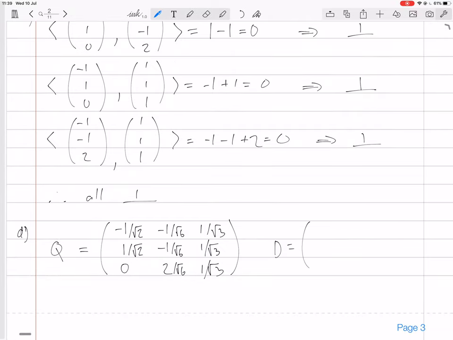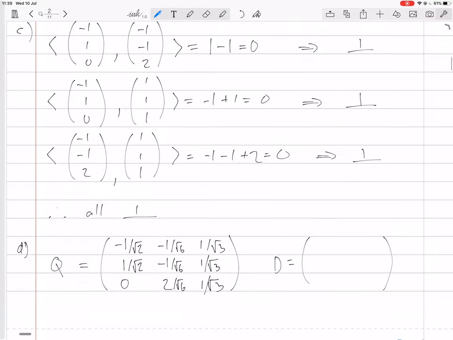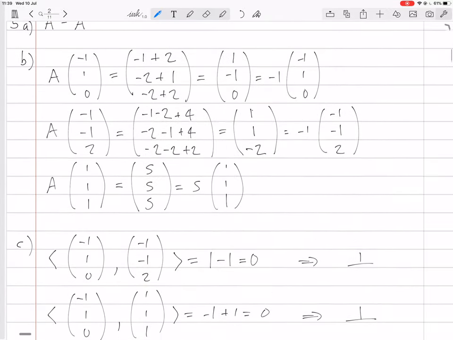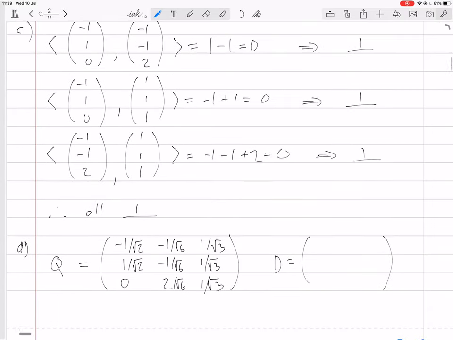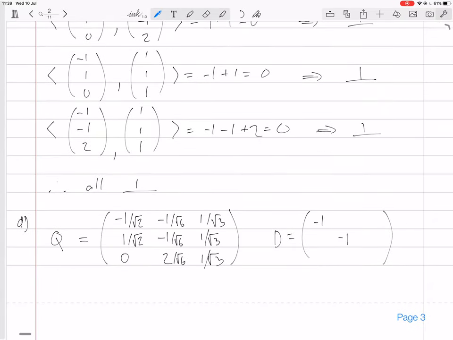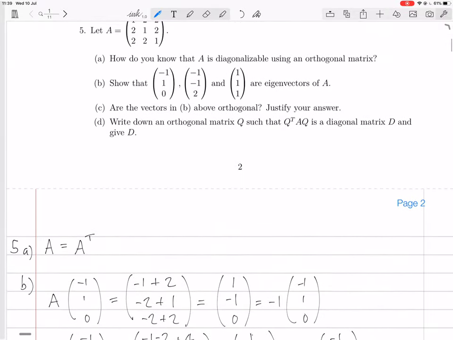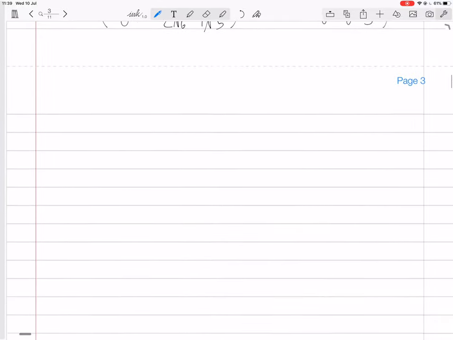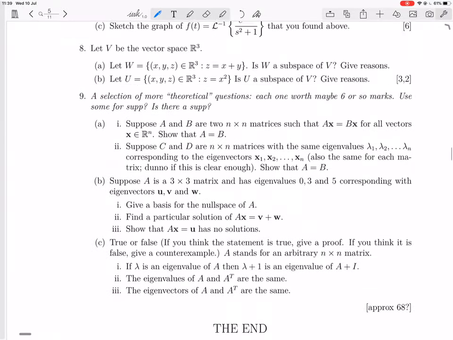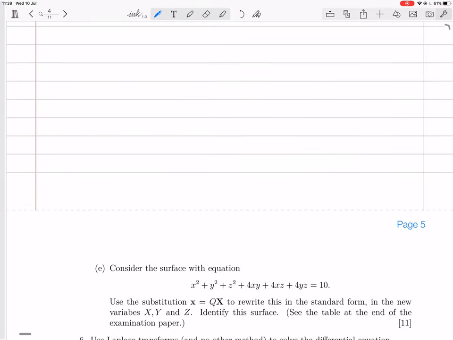D would then just have the eigenvalues on the diagonal. What were the eigenvalues? I think they were minus 1, minus 1, and 5. Yes. Minus 1, minus 1, and 5. Okay, so that's D done. And now question E. Consider the surface with this equation.